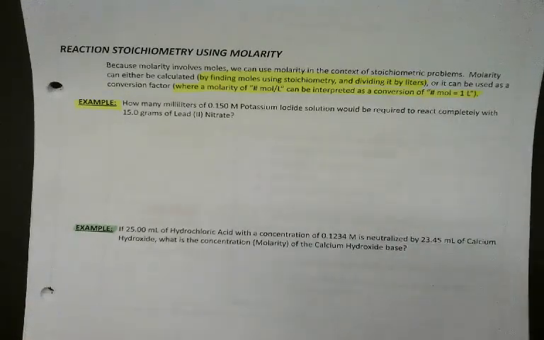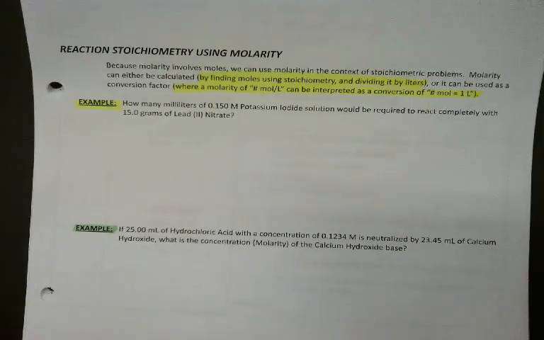Okay? So, this example says, how many milliliters of a 0.150 molar potassium iodide solution would be required to react completely with 15 grams of lead 2 nitrate? Now, before you write anything down, because I haven't written anything down. Anytime we are doing a reaction stoich problem, what do we always have to have? A balanced equation. Yep. Not going away. I never told you it was. That's the first thing you have to do.